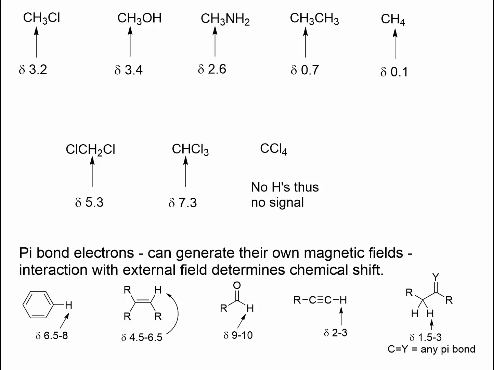Carbon tetrachloride, you might say, is going to continue this trend, but no, it's not, because there are no hydrogens in carbon tetrachloride, so we don't have a signal. Okay, pi bond electrons generate their own little magnetic fields that interact with the external field in different ways. Okay, so for an aromatic ring, we're going to see the protons come between 6.5 and 8 for a hydrogen directly attached to a benzene ring. For an alkene, it's a little bit less, at 4.5 to 6.5. For an aldehyde, it's 9 to 10, and this is just a straightforward electronegativity effect.